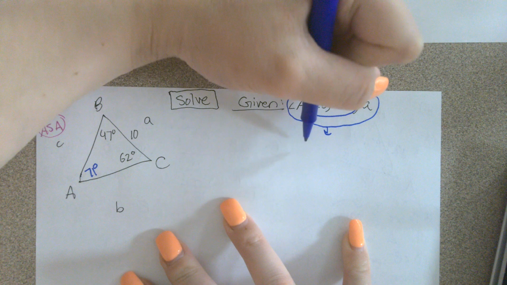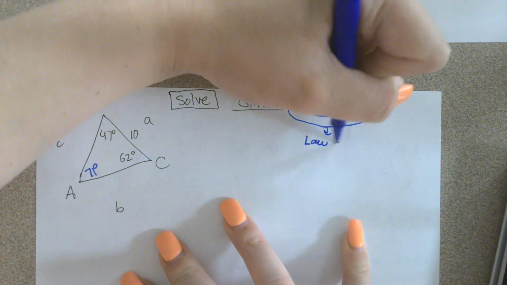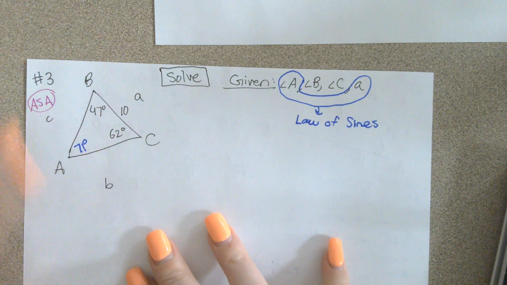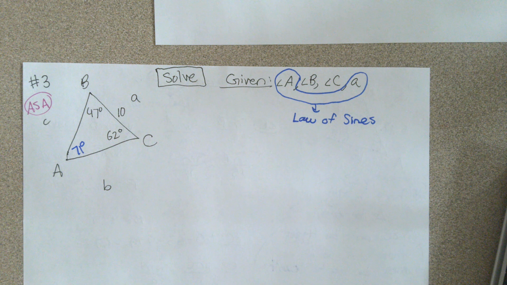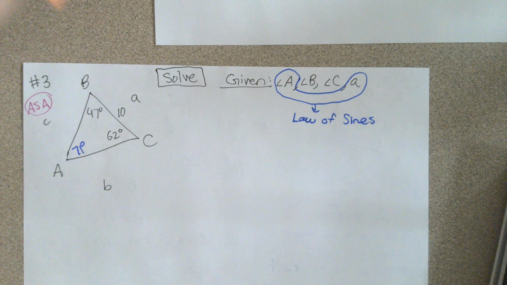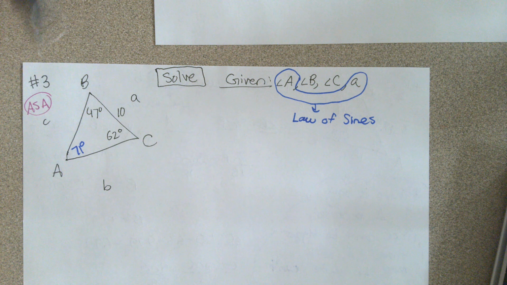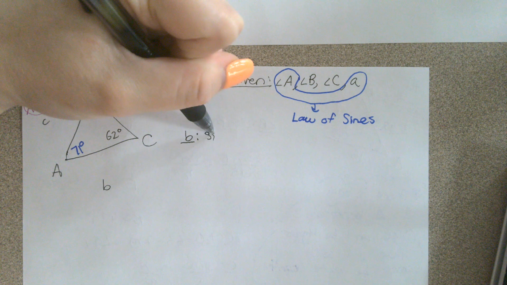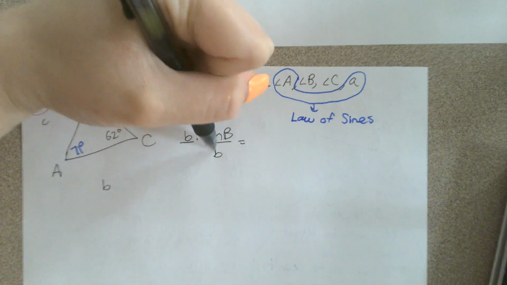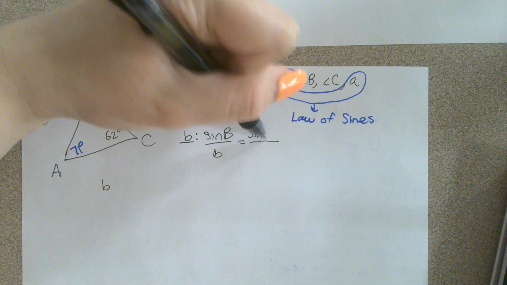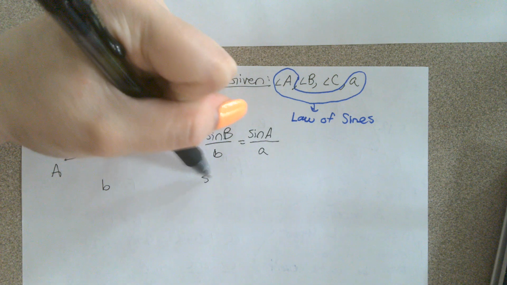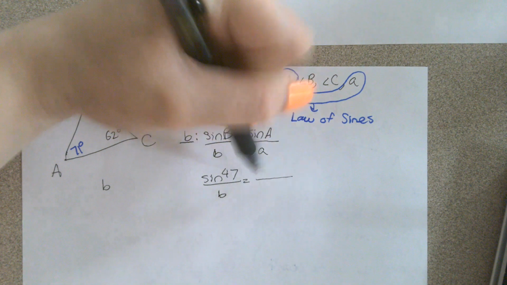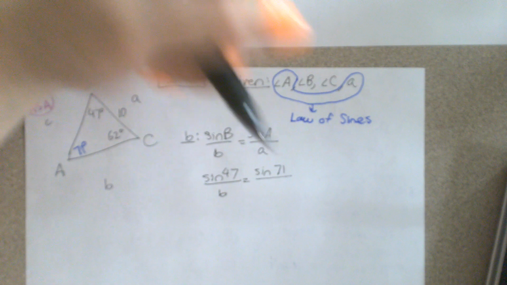So putting those two together, we can use law of sines to solve. And we don't have to worry about trying to find the wrong angle or anything. We know all three angles, so we're good. We need to find sides B and C. I'll just go in alphabetical order, starting with side B. Sine of B over b, and we have the A's. Sine of big B is 47. Little b is unknown. Sine of big A is 71. Little a is 10.